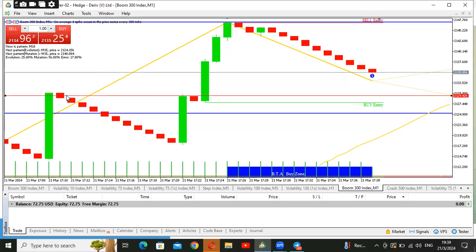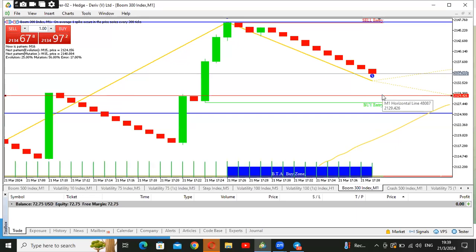This is a simple technique. It is just smart money concept. What I'm sure of is it's going to reach this red line. The moment it reaches this red line, it will spike. If you can wait and see, then you see how it works.